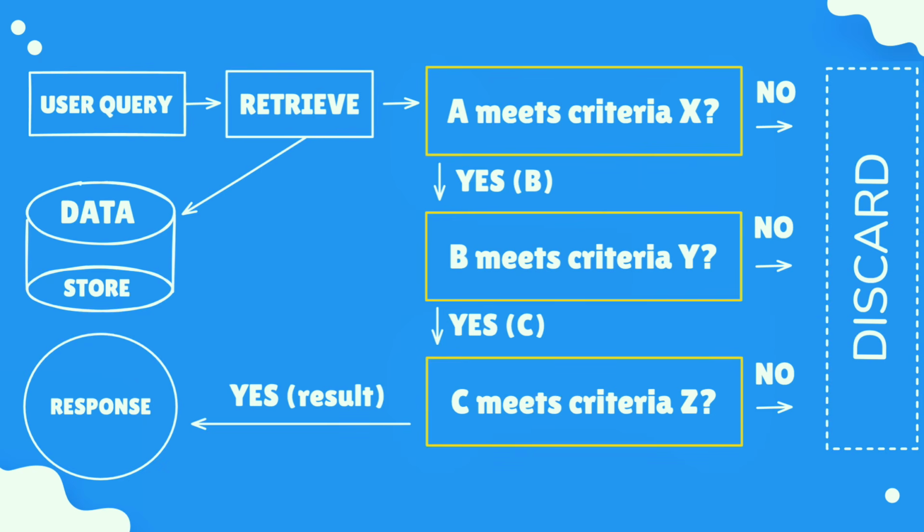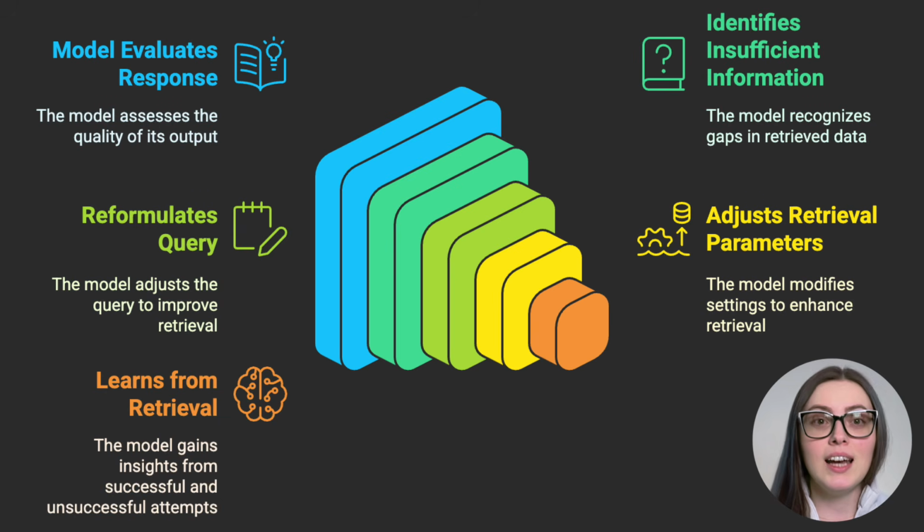Self-reflective RAG uses feedback loops where the model evaluates its own performance and adjusts its retrieval strategy accordingly. The model assesses the quality of its own responses. It identifies when retrieved information is insufficient. It may reformulate queries or adjust retrieval parameters based on its self-assessment. It learns from successful and unsuccessful retrievals.